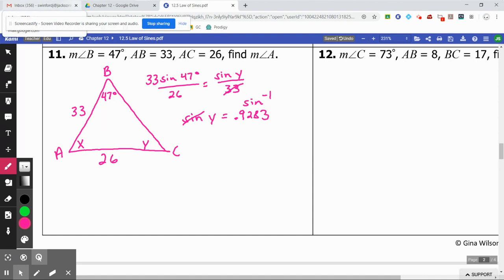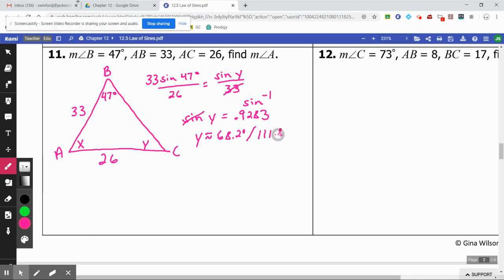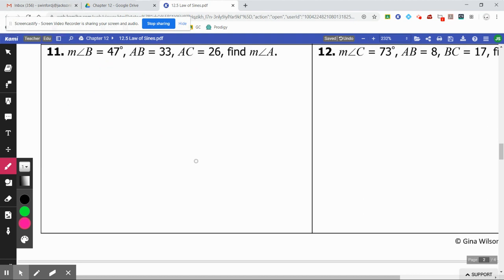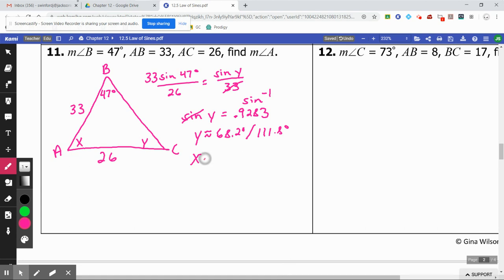And that's going to give me that y is somewhere around 68.2 or, let's say, 111.8. So I have two different y values. And here's the scary part, both of those are legal. You can add 111.8 to 47, and that leaves a little bit of room. So that means, okay, I'm going to have two different possibilities for my angle x here.